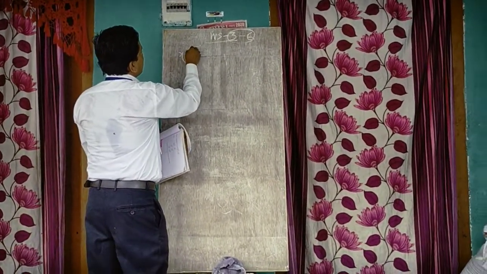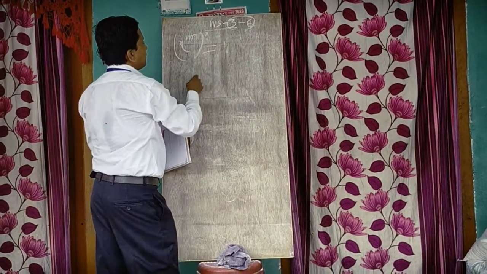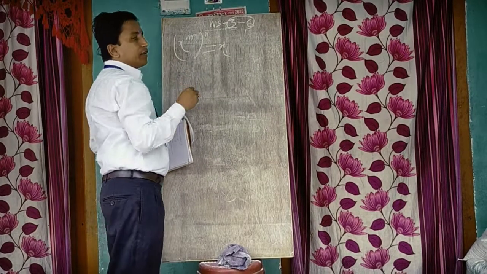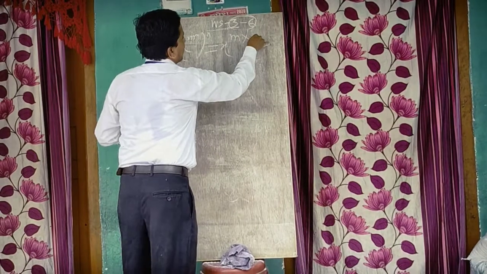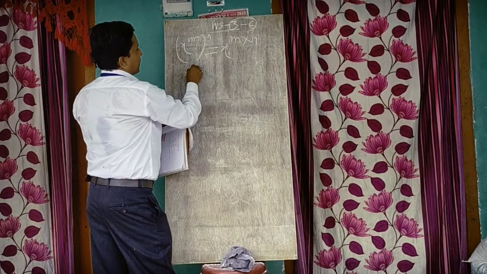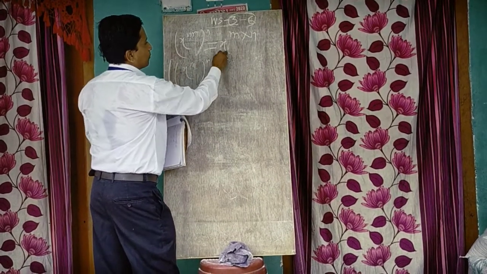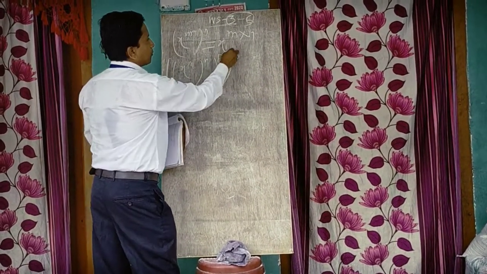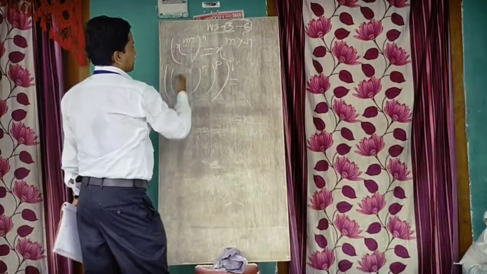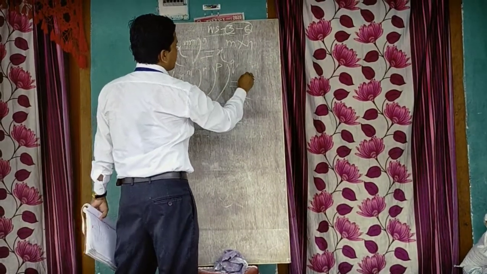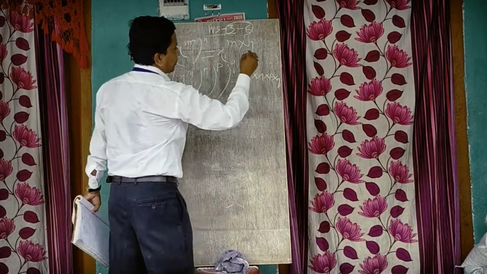Now, the next rule is x to the power m whole to the power n. What will be the result? The result is: if there is a power and then there is another power, multiply both powers, m into n. Also look: if x to the power m whole to the power n whole to the power p whole to the power q, what will be the result? With the same process, you can write x to the power m into n into p into q.